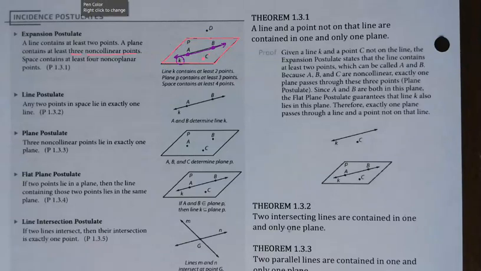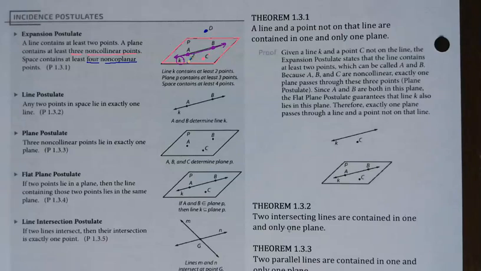And then it says space contains at least 4 non-coplanar points. So we have to have a point that's not even on the same plane. A, B, and C are on the same plane. D is up above it. So you have to think about 3 dimensions. It's like you have a sheet of paper laying on your table for your plane, and D is something above that. Okay, so that's our expansion postulate, and that gets us a line, a plane, and space.